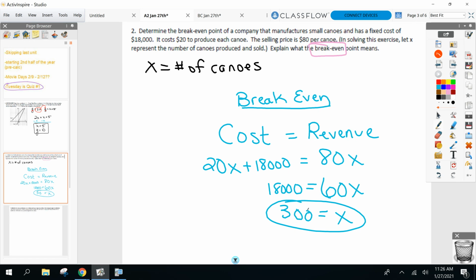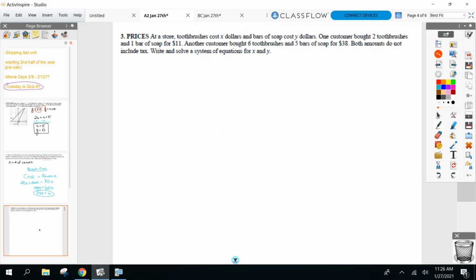Questions, comments, any concerns on the canoes? Breaking even. Cost equals your revenue. You got one tomorrow, too. All right, now let's get into actually what I need you to do for the rest of the day. And that's set up two equations to solve at the same time. We go from canoes to toothbrushes and soap.